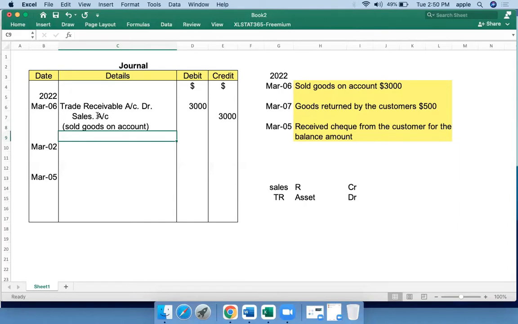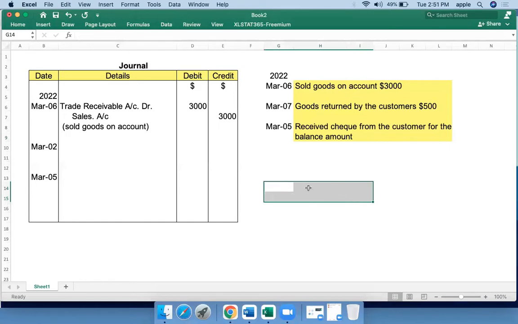So for the second one, it's going to be trade receivable and sales again, but then it's going to be the opposite, basically. Trade receivable, and which is the next account? Sales, right? No, we are returning now. So sales return. Okay, now category, tell me.